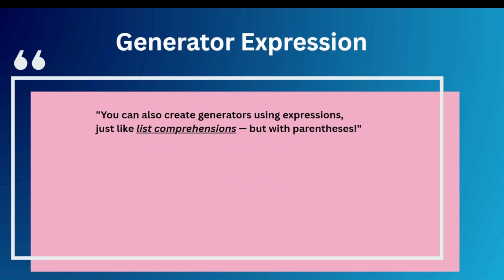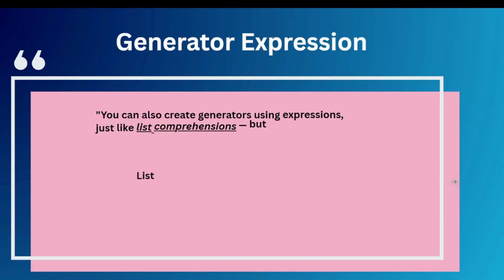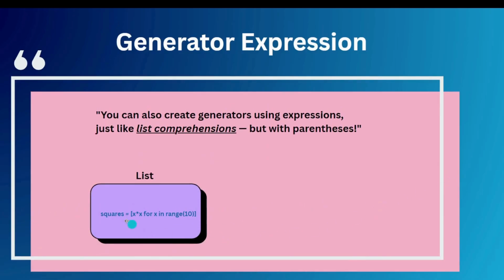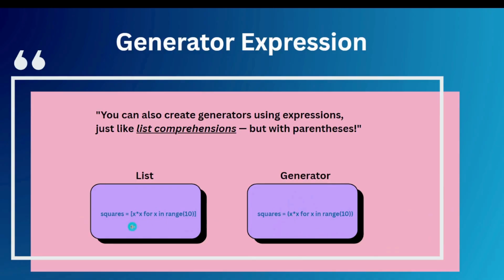You can also create generators using expressions, just like list comprehensions, but with parentheses. So here we have an example of a list where square is equal to x into x for x in range of 10. This is the list comprehension which we have worked with. Now in the generator, all we need to do is change this bracket. Instead of square brackets we have to give parentheses.